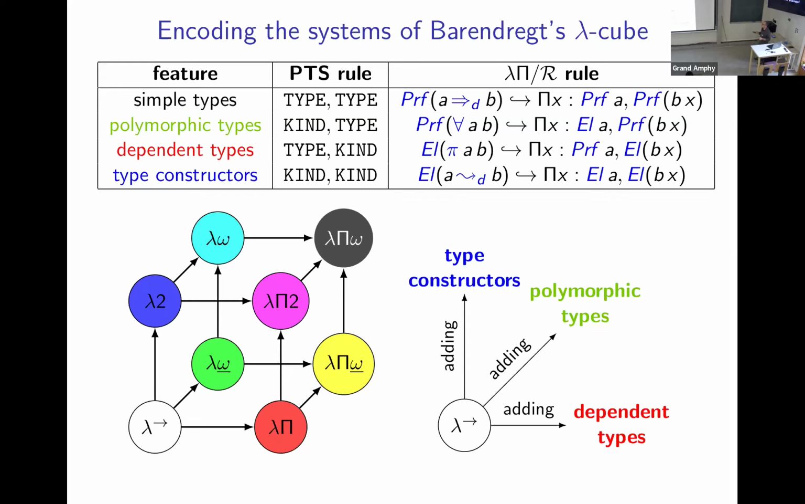And you have 4 combinations, so proof, element, and so on, where in some ways the proof corresponds to type and element corresponds to type. And so it means that if you add all these symbols and all these rules, you will get an encoding of the calculus of constructions.